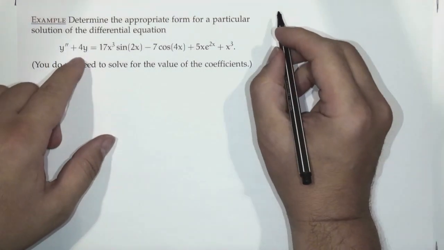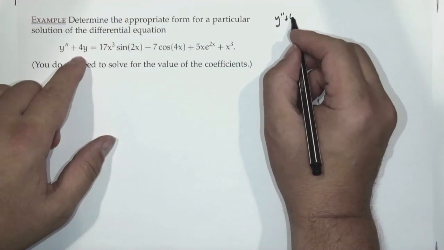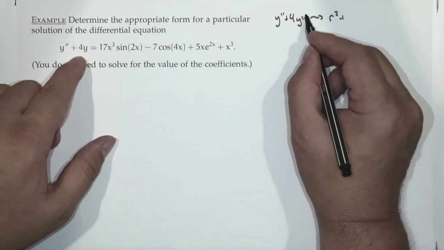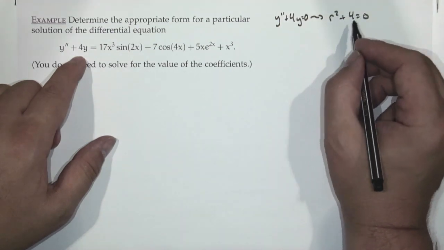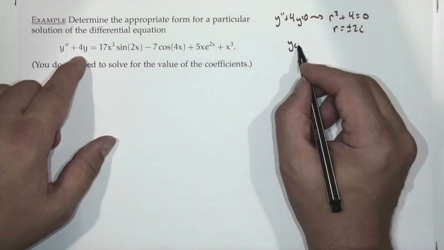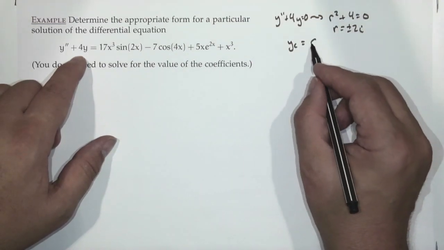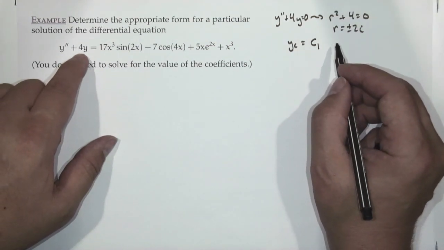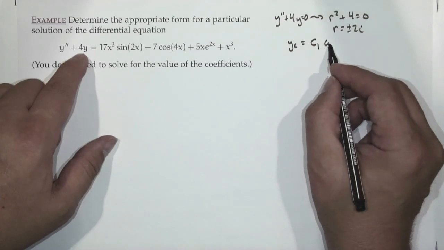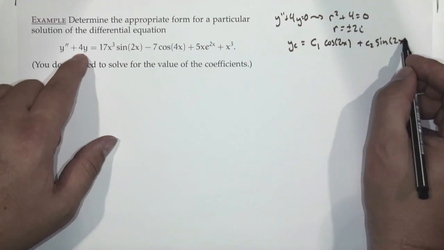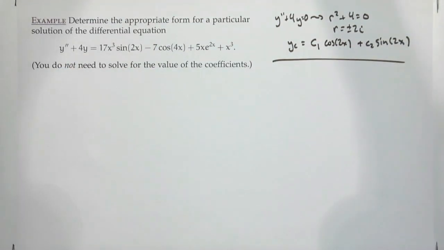All right, so first off, we just do a quick check. Y double prime plus 4y: r squared plus 4 equals 0. So the roots are plus minus 2i. So our complementary solution, which we have to worry about, I'll use C1, would be cosine 2x and C2 sine 2x. Okay, good. For reference.